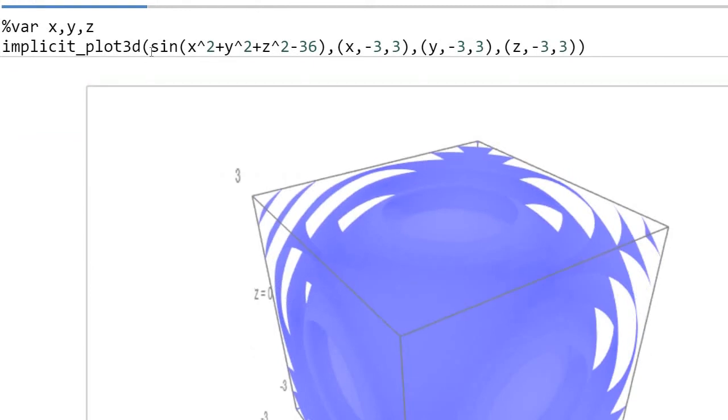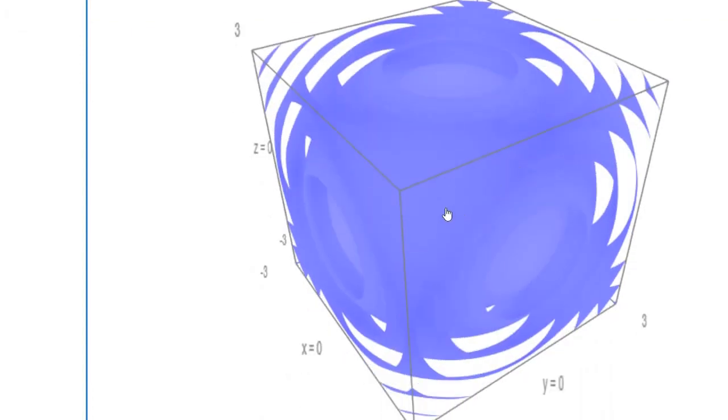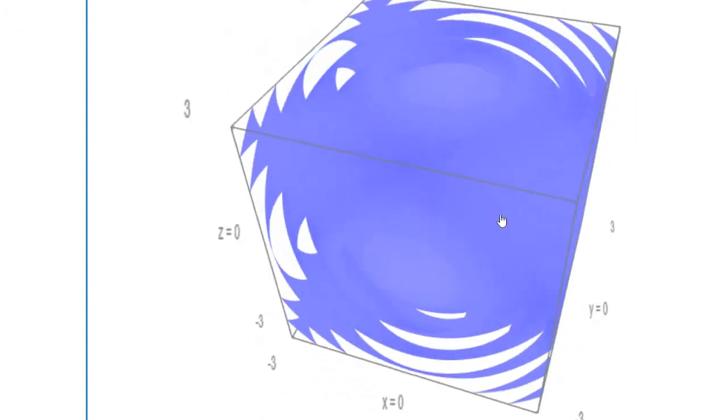So here I'm graphing the sine of x squared plus y squared minus z squared minus 36. Now if I set the thing inside the sine equal to 0, I would get a sphere of radius 6. But I'm putting that sphere thing inside the sine function. And what you get is this kind of a sphere within a sphere within a sphere.